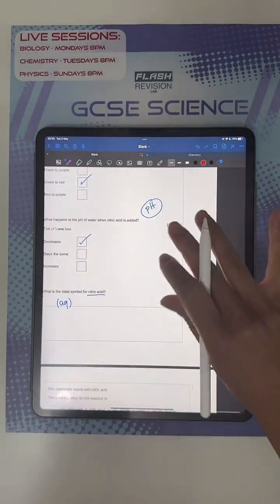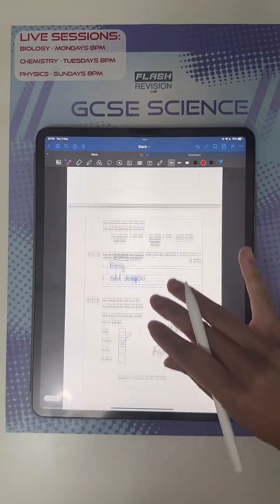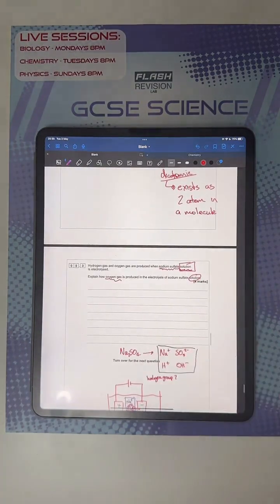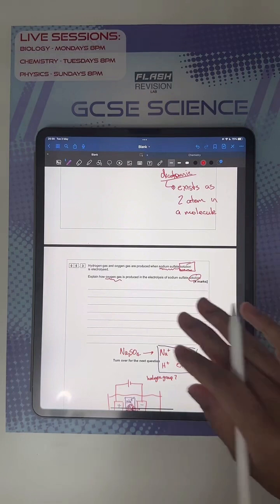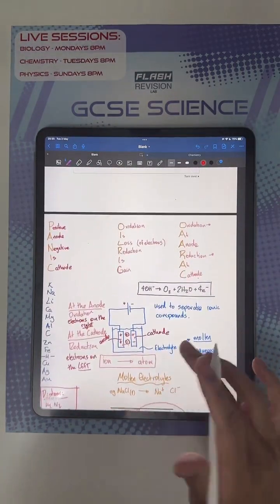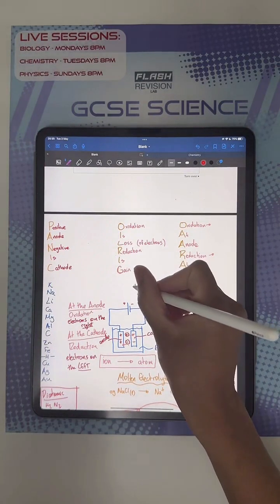So back to the question. I think we've got a few more questions on acids and bases as well. Do I have to remember the half equations at the cathode and anode for molten and aqueous state? You don't need to memorize the half equations. You need to be able to figure it out. The only one you need to memorize, I wrote it up here, is the half equation for OH minus.